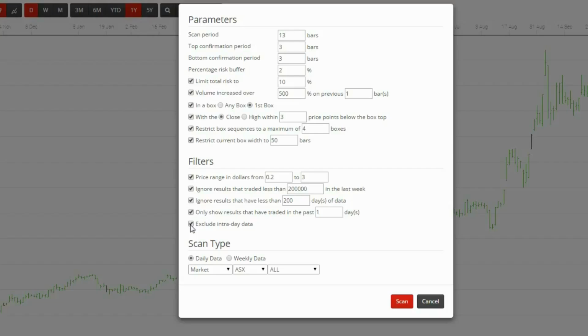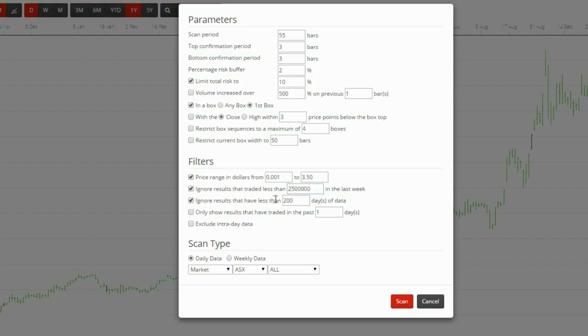Okay, so how do we use it? This is our favorite daily scan. Scan period, 55. Limit total risk to 10%. We tick in a box, in the first box, and our price range is $0 to $3.50. We ignore anything that traded less than $2.5 million in the last week, and we ignore results that have less than 280 days data.